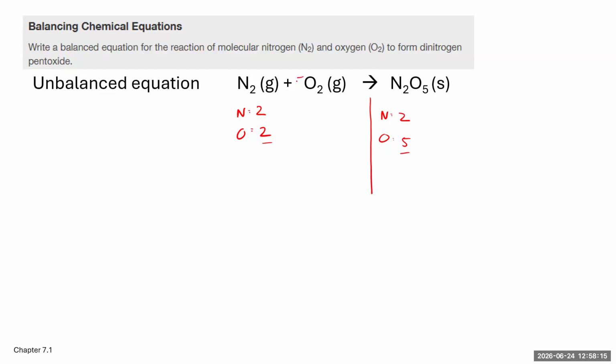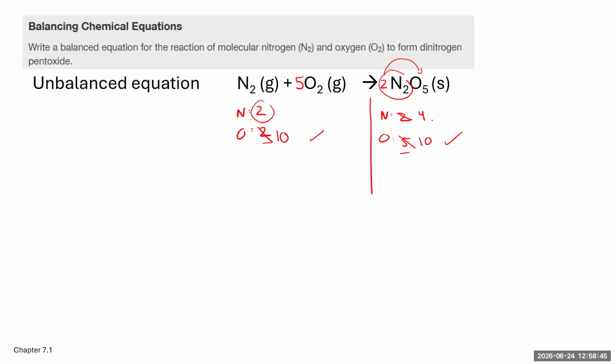So if I put a 5 here, that's going to give us 10 oxygens, right? Now I need to put a 2 over here. That gives us now 2 times 5, that is 10 oxygens. So we're good on oxygens. But what that did is that also increased our nitrogen because now we have 4. So now our nitrogen is unbalanced.